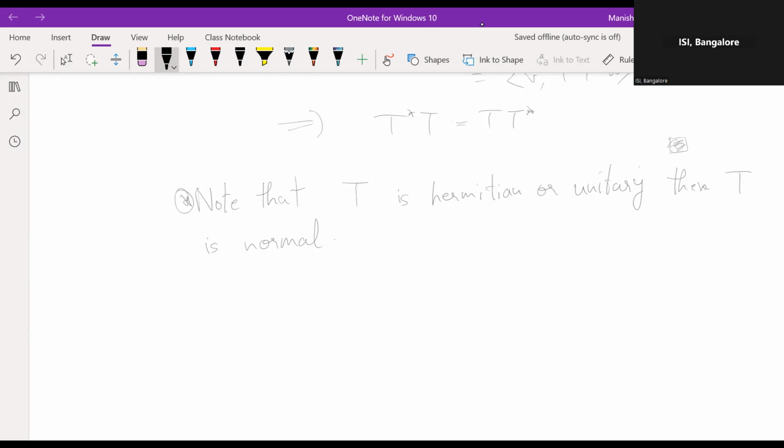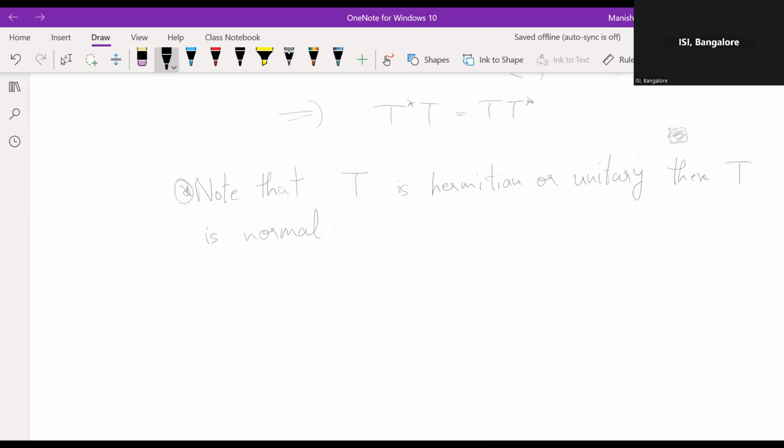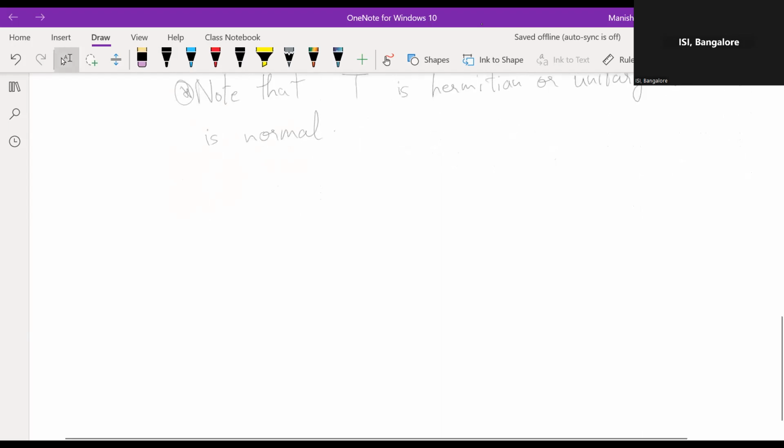Because T star is the same as T for a Hermitian operator, so of course it commutes with itself. And for a unitary operator, T star times T is identity, so of course T star is its inverse, and it doesn't matter which order you do the multiplication. So both Hermitian and unitary operators are normal, but normal operators are more general. You just want a matrix whose adjoint commutes with itself. So what is the spectral theorem for normal operators? The statement is the same.